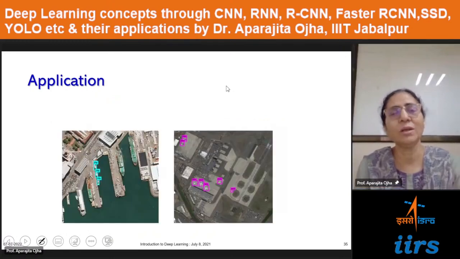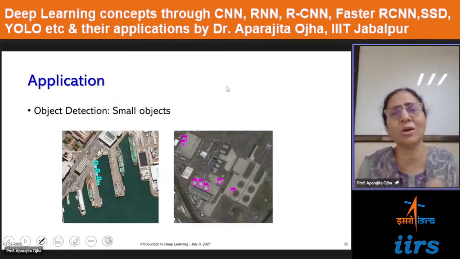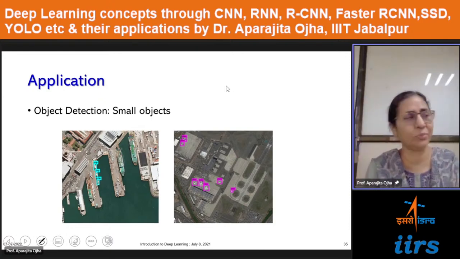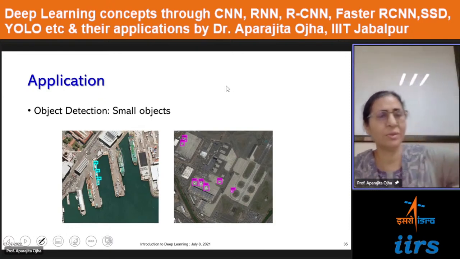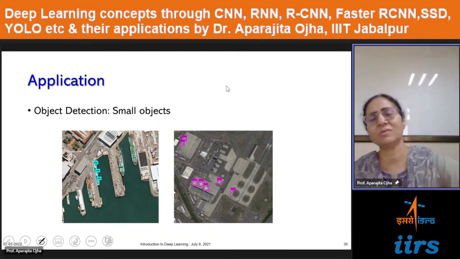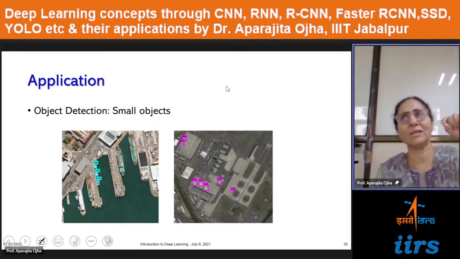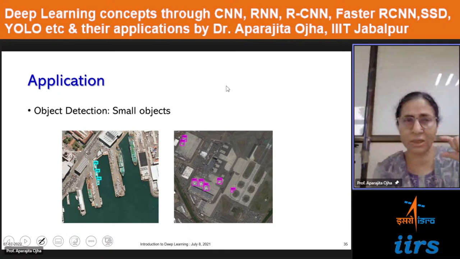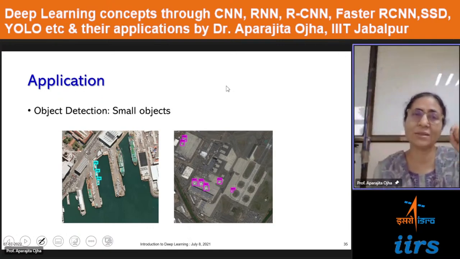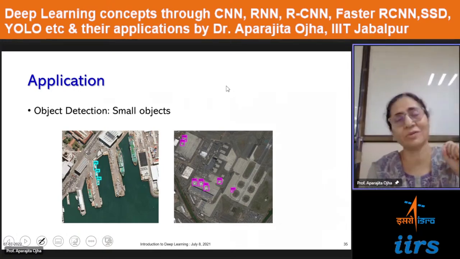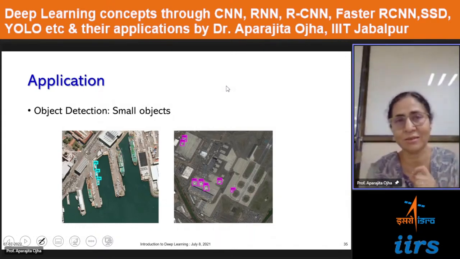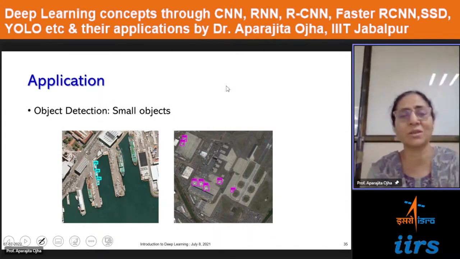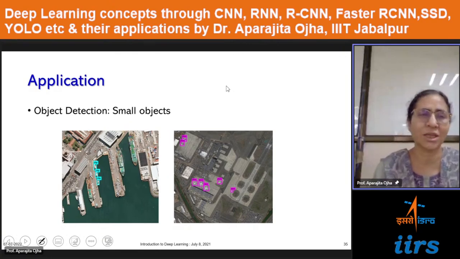Especially these small objects are of great importance in object detection because they remain a challenge. When the object size is very small as compared to the image, the details, the texture, the various important characteristics or the features of the objects are not so well captured in the images. And therefore, small objects are always very challenging.